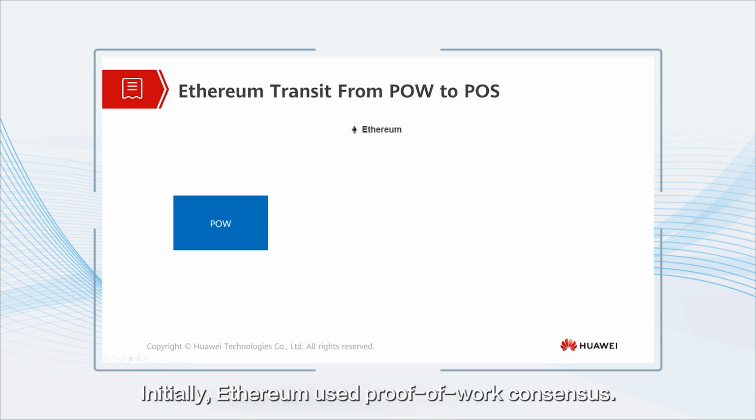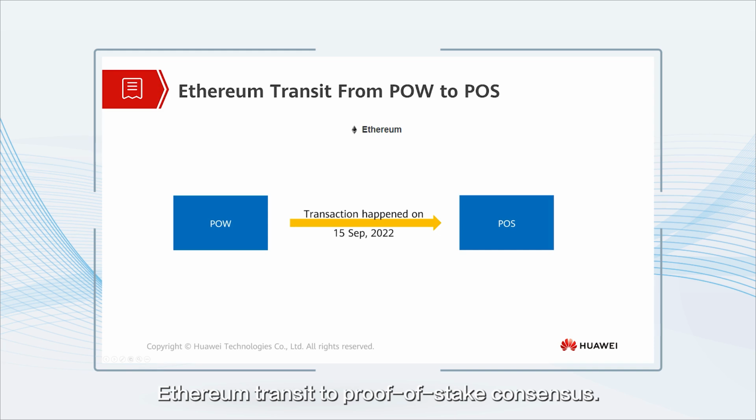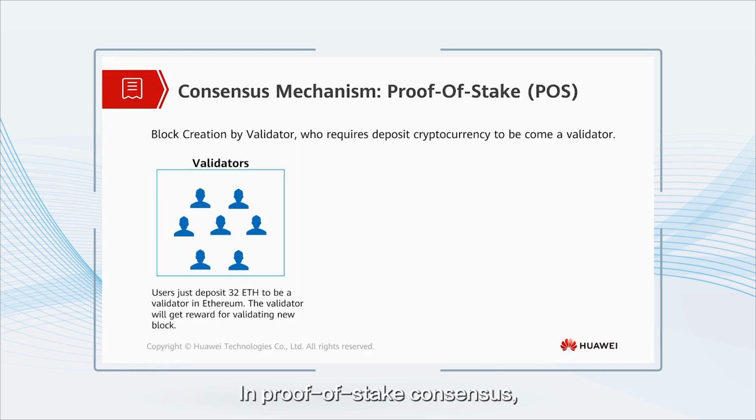Initially, Ethereum used the proof of work consensus, but on September 15, 2022, Ethereum transitioned to proof of stake consensus. In proof of stake consensus, a user must deposit 32 Ether into the deposit contract to be a validator. The validators are then responsible for creating new blocks themselves or validating that new blocks appended to the chain are valid. Proof of stake consensus has many benefits.